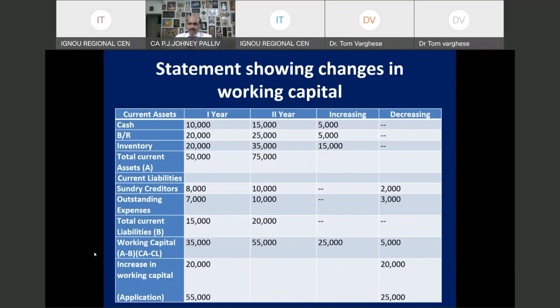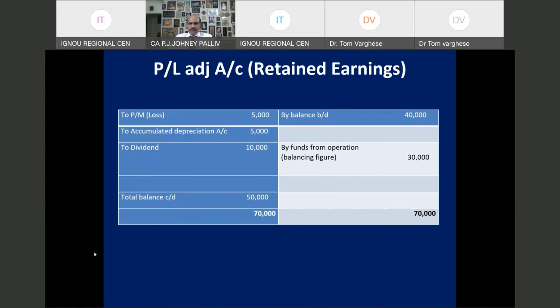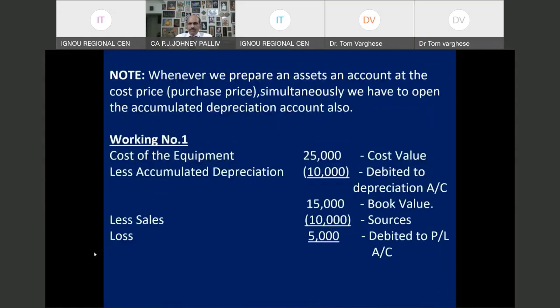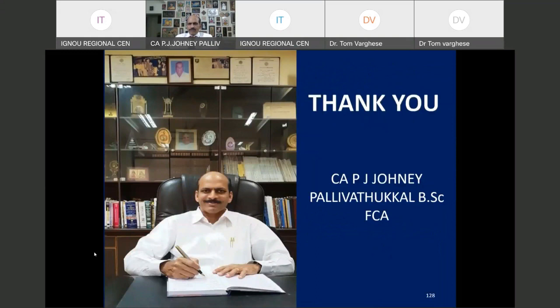Friends, I have completed the first part of the discussion on accounting and finance for managers. That is with regard to financial statements or financial accounting. Financial accounting refers to financial statements, namely the balance sheet and profit and loss account. So with this, I am concluding the first part of our discussion with regard to financial accounting.